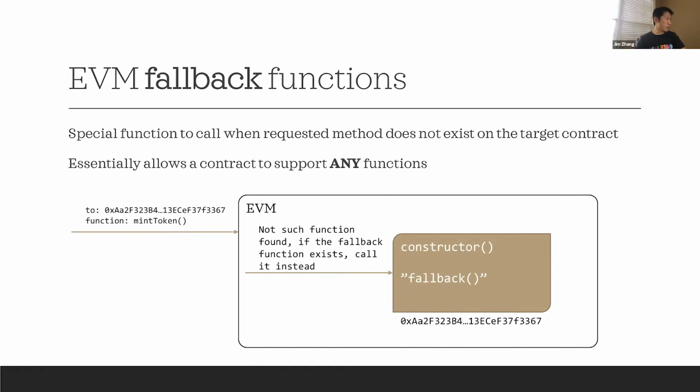So in this example, there's a smart contract instance at this address AA2F323, and the request came in wanting to call this contract function mint token. But if we look at the Solidity code of this contract, there are only two functions. One is the constructor, the other is the fallback. So the EVM says, okay, you don't have this mint token function, but you do have a fallback, so let me call the fallback.